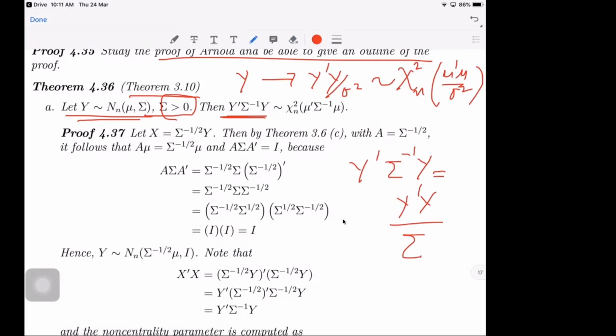To prove that, this will be your non-centrality parameter. It is chi-square with non-centrality parameter mu prime sigma inverse mu. So our technique for this is to ask what variable to use.